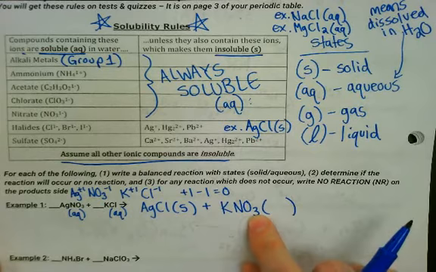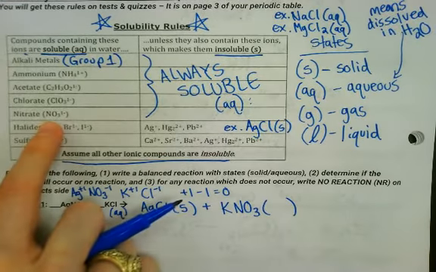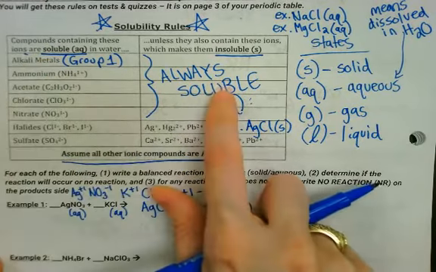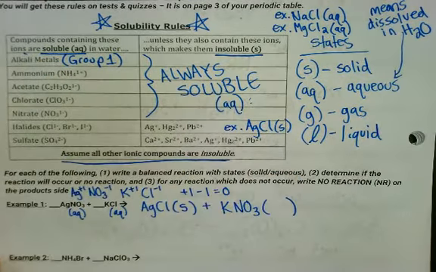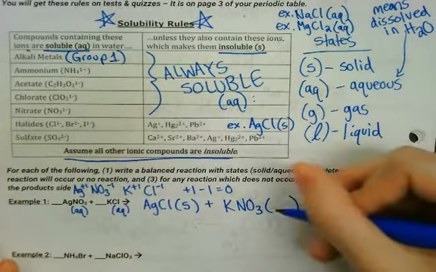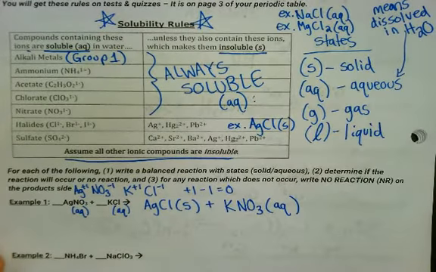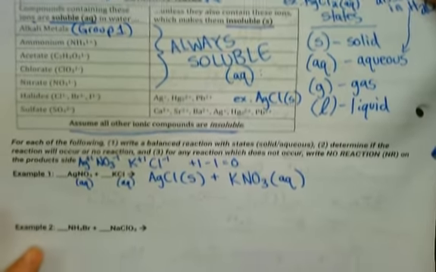I also have potassium nitrate. Nitrate is one of my ions that, if it is in my compound, we know the compound will be soluble. So I'm going to write aqueous there.